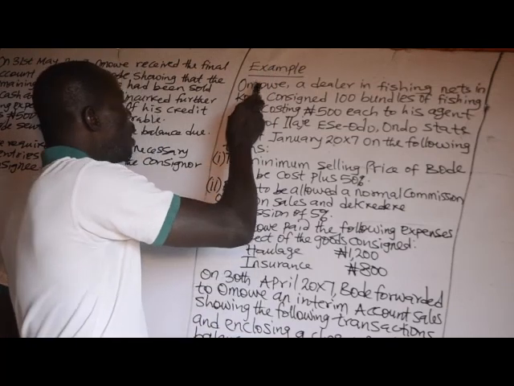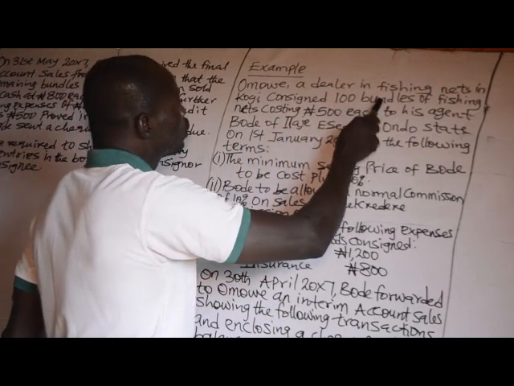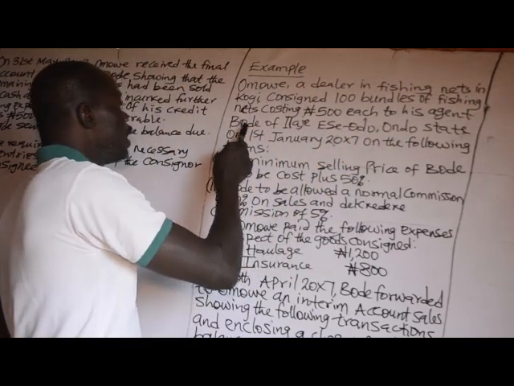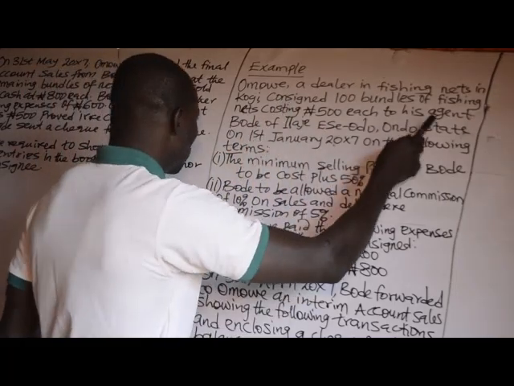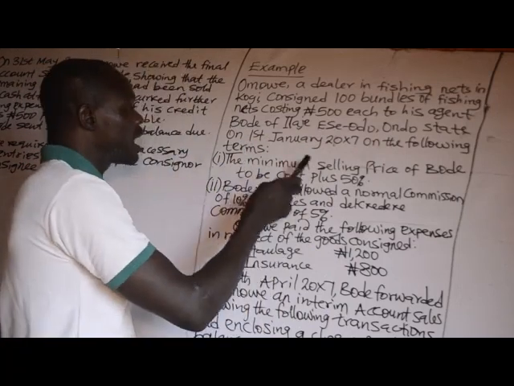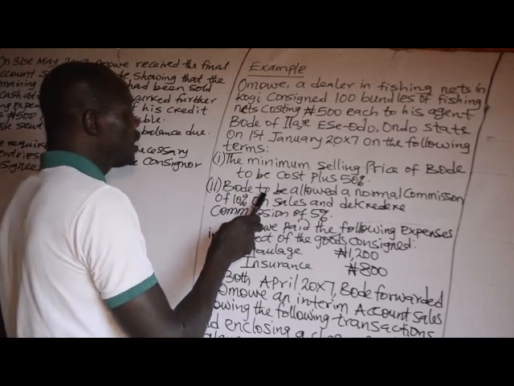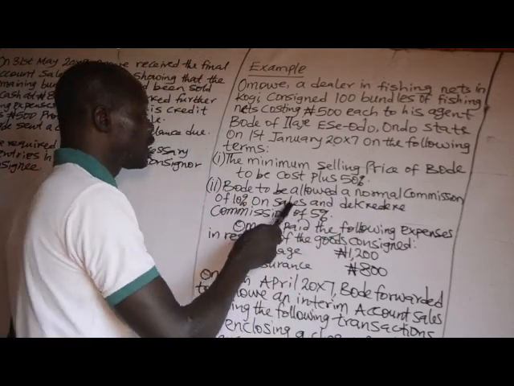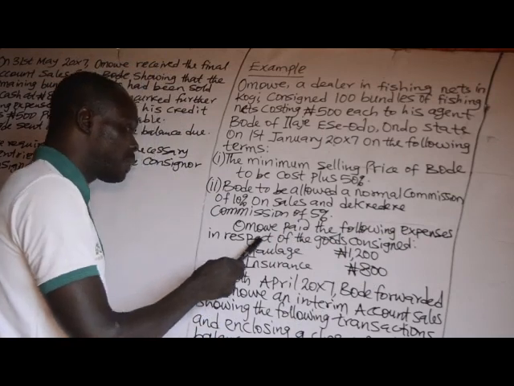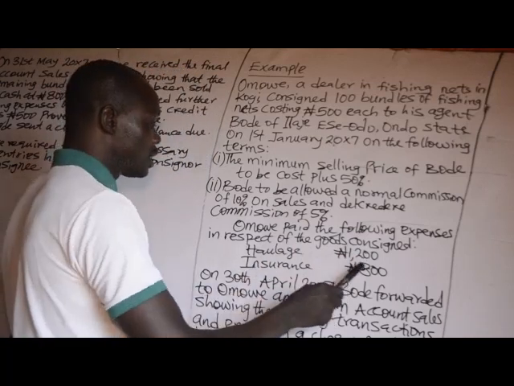Example. On my way, a dealer in fishing nets in Kogi, consigned 100 bundles of fishing nets costing 500 naira each to his agent, Bode of Ilaje Ese Odo, Ondo State, on 1st January 2007, on the following terms. Number one, the minimum selling price of Bode to be cost plus 50%. Two, Bode to be allowed a normal commission of 10% on sales and debt credit commission of 5%. On my way paid the following expenses in respect of the goods consigned: haulage, 1,200; insurance, 800 naira.